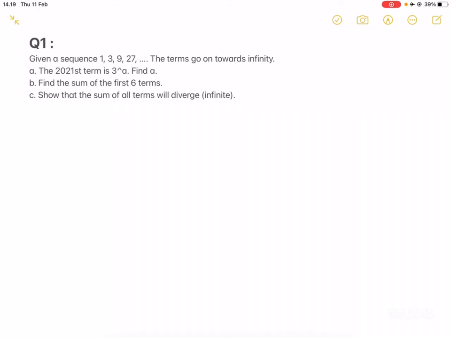Alright, for the first example, given a sequence 1, 3, 9, 27 and so on, the terms go on towards infinity. Given the 2021st term is 3 to the a, we need to find a.